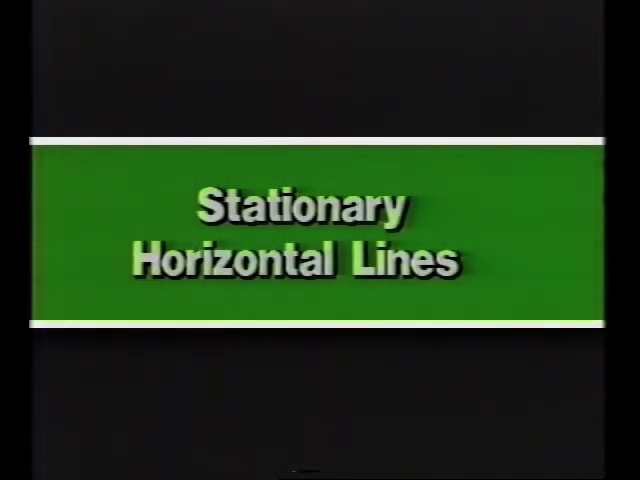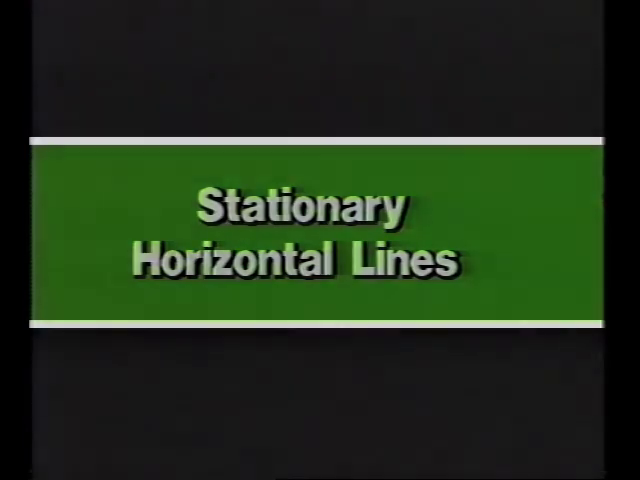Stationary horizontal lines. Stationary horizontal lines are a result of continuous lack of magnetic information from the tape. They usually appear as solid, narrow bands of horizontal noise that run through the picture.